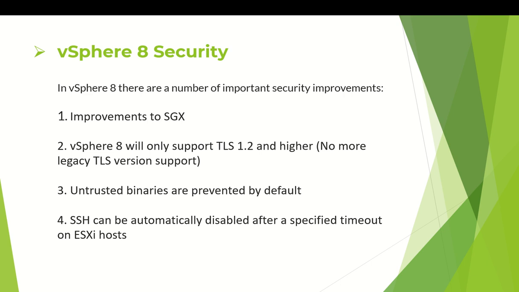Next comes vSphere 8 security. In vSphere 8, there are a number of important security improvements. One is improvements to SGX. vSphere 8 will only support TLS 1.2 and higher versions, so there is no support for 1.0 and 1.1. No more legacy TLS version support. This is very much a good aspect for IT security vulnerability. Untrusted binaries are prevented by default. SSH can be automatically disabled after a specified timeout on ESXi hosts. For any further enhancements on security, you can reach out to the VMware site for more details on the guidelines.